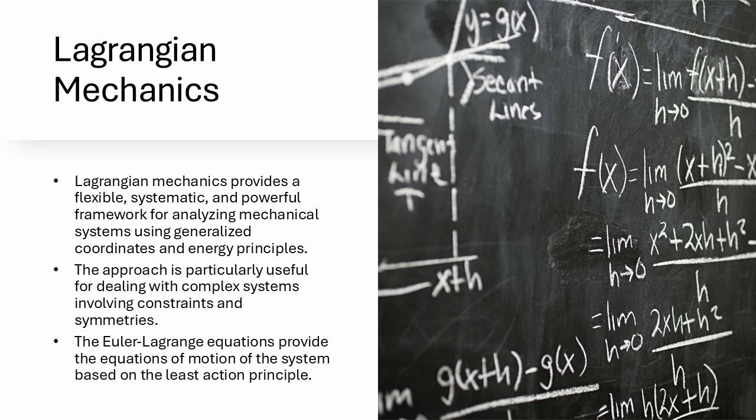Precisely. And what's amazing is that from this single function, we can derive the equations that govern the system's motion, the Euler-Lagrange equations. Okay, hold on. You're telling me that by simply figuring out this difference between kinetic and potential energy, we can unlock the secrets of how a system will move? There's got to be more to it than that.